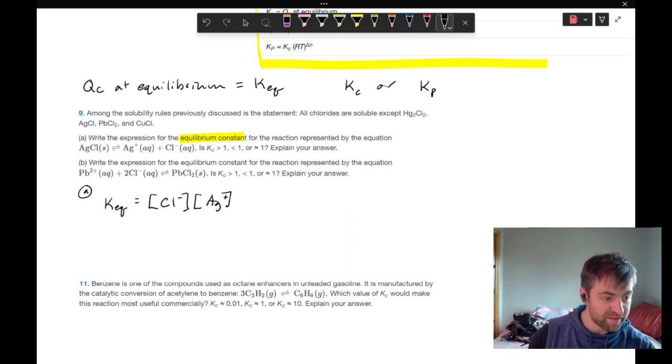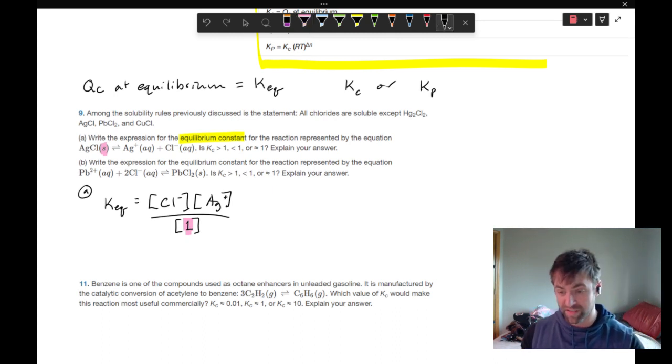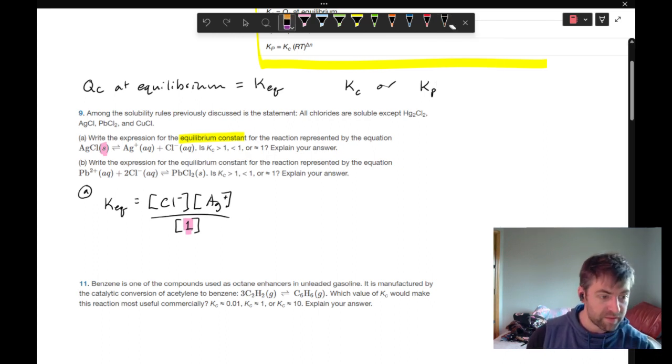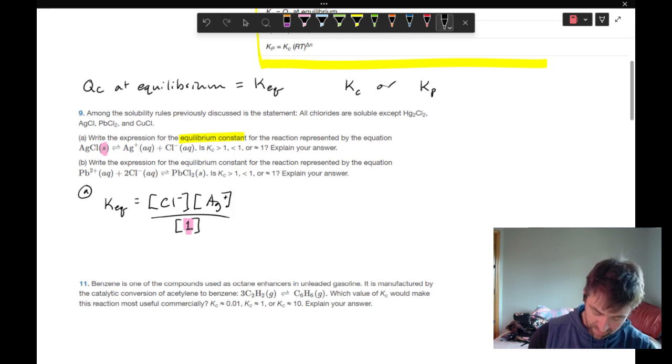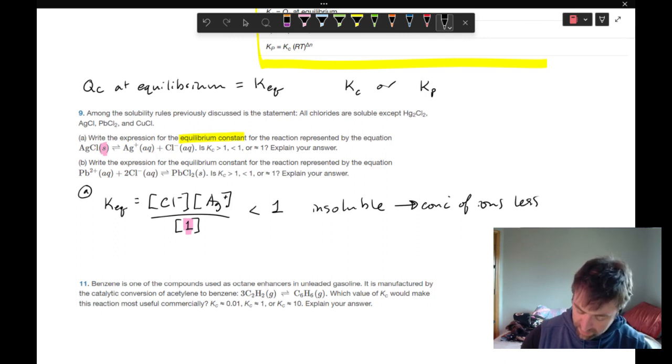We can go ahead and write this equation. And since we're dealing with a solid, your reactant is always going to be one if your product is a solid. So that's the important thing that you want to note there. If your reactant is a solid, or your product is a solid for that matter, the concentration is one. So this value is always going to be less than one because it's insoluble. And your concentration of ions is going to be less than 1 mole per liter.